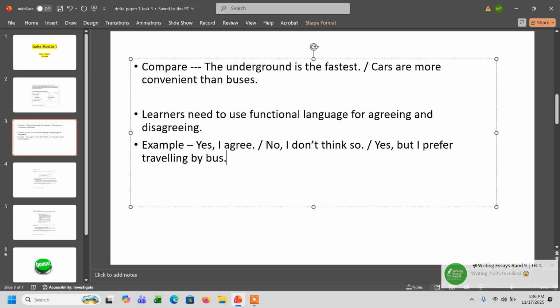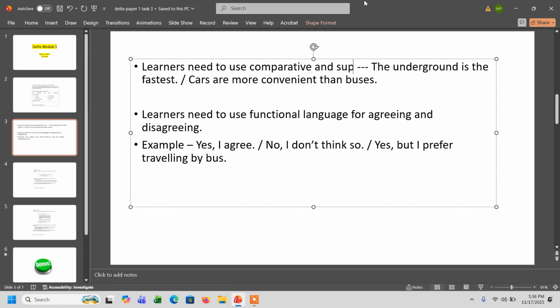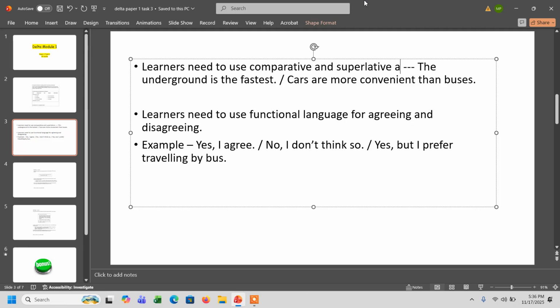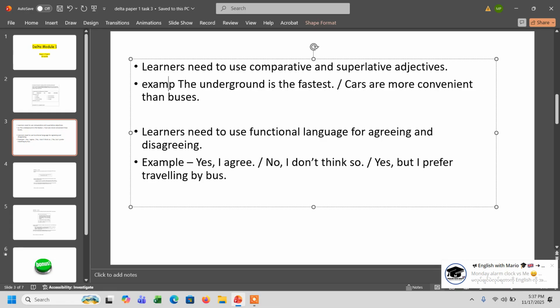Here I will also write down that learners need to use comparative and superlative adjectives. Am I right? And then this goes to another line. For example, yes, you need to give the full sentence.